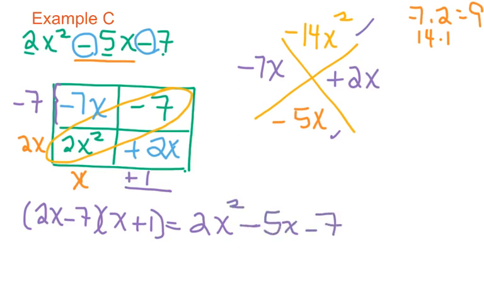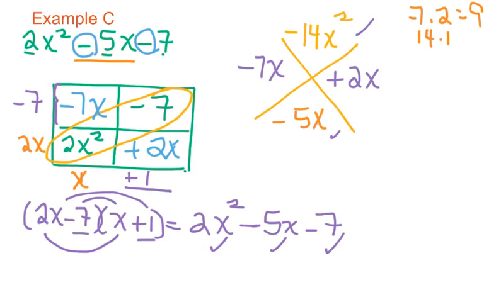And I always verify to make sure that is indeed correct by using FOIL. 2x times x is 2x squared. And 2x times positive 1 is positive 2x. And then I've got minus 7x, which is negative 5x. And then negative 7 times positive 1 is negative 7. So it indeed works.